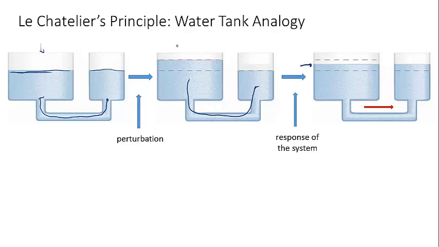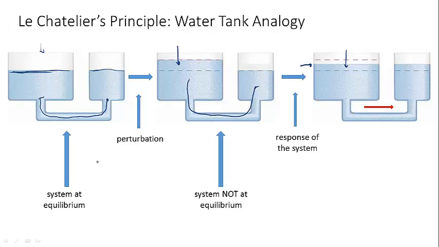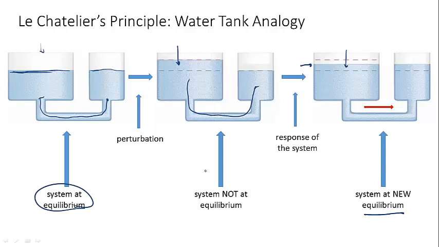So we added water here, and the system responded by removing water from there. So the system responded by minimizing the perturbation. And so for our system, we started at equilibrium over here. After we perturbed the system, it's not at equilibrium anymore. And then the system responds to go back to equilibrium. It's at equilibrium both here and here, but it's a new equilibrium. It's not the same equilibrium state, this one and this one, but they're both at equilibrium.